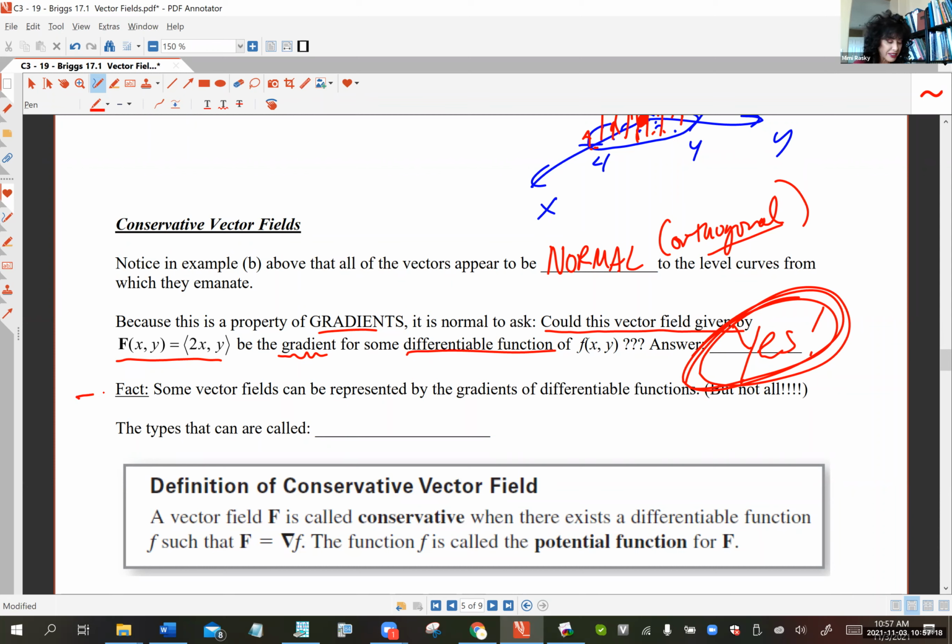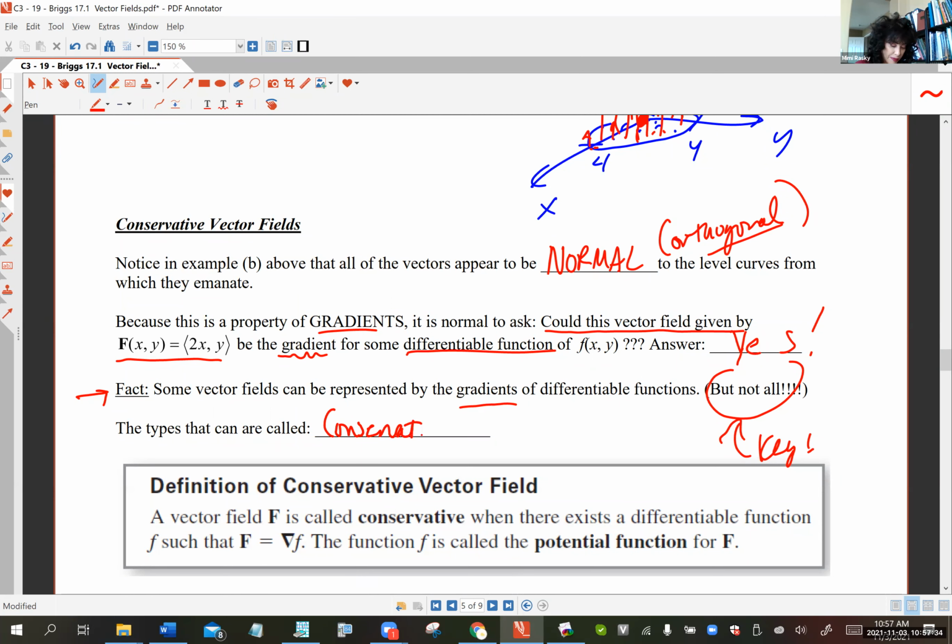So here's the fact. Some vector fields can be represented by gradients of differentiable functions, but not all, and this is key, not all. And the types that can are called conservative vector fields.